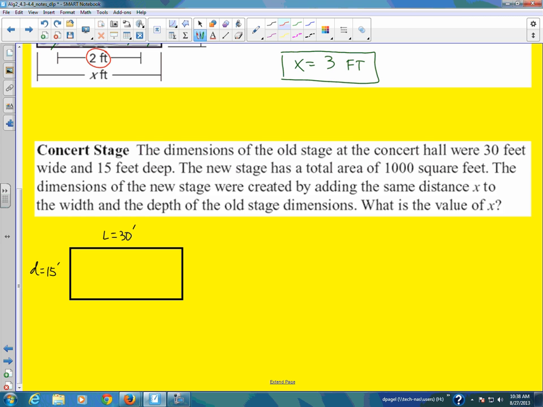And it says that we're going to take a new stage, which has 1,000 square feet, and the dimensions of the new stage were created by adding the same distance x. So they're telling us, defining our variable there. We're adding the same distance x to the width and the depth. So we're not tearing the old stage down. We're simply adding onto it by increasing the width and the depth by the same value.